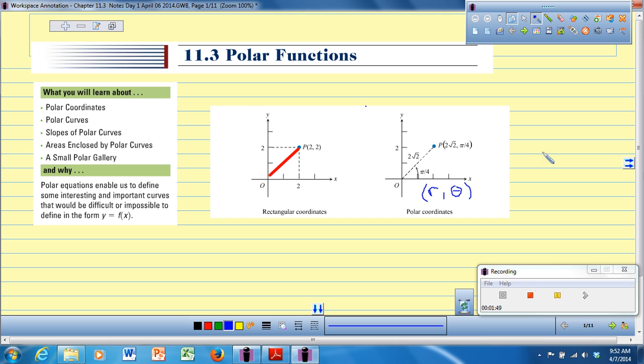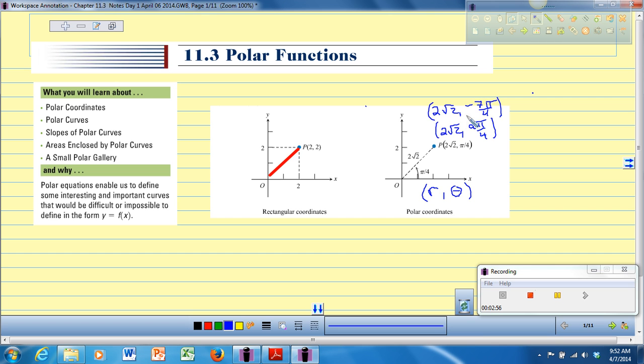2 root 2, what? Like 9 pi fourths? 9 pi fourths. Yeah, absolutely, that works. 2 root 2, 9 pi fourths. That's the same angle. Give me another one. How about one with a negative r? 2 root 2, negative 7 pi fourths. Well, we could do that too. 2 root 2, negative 7 pi fourths.